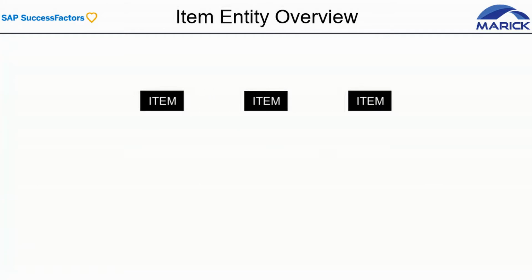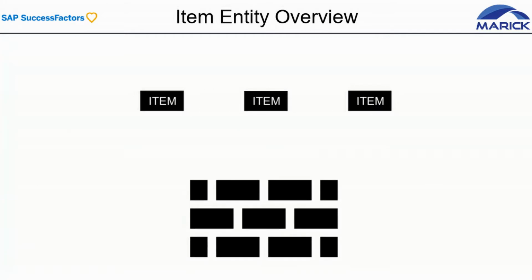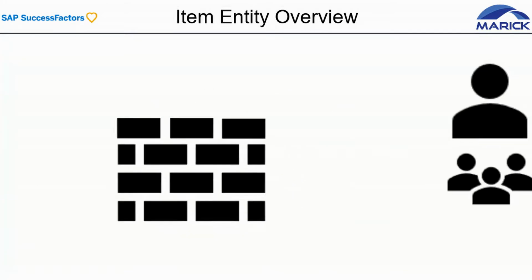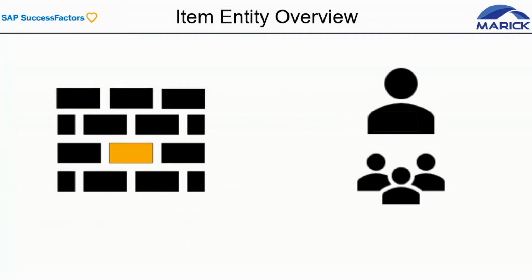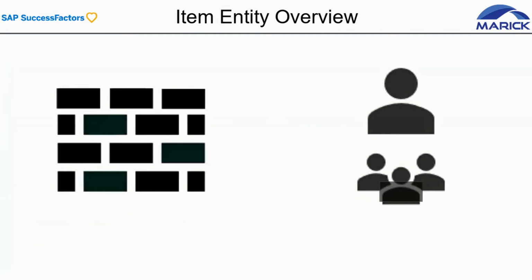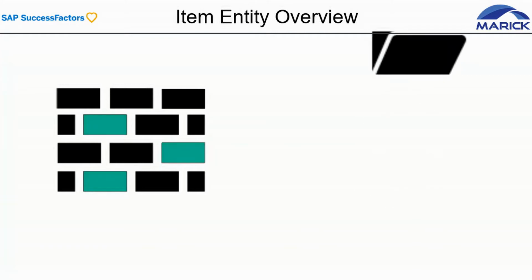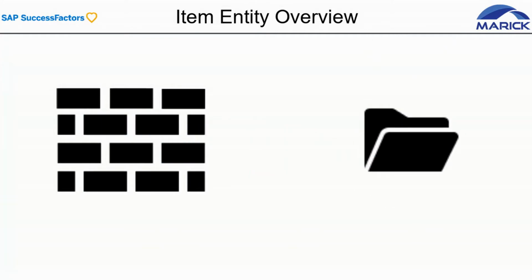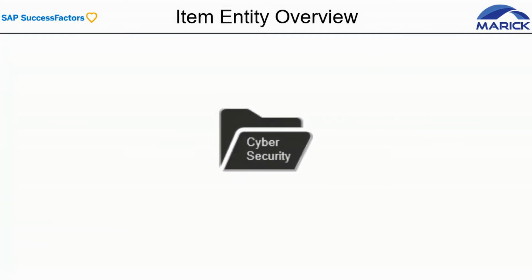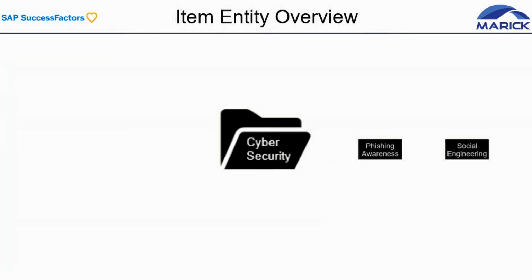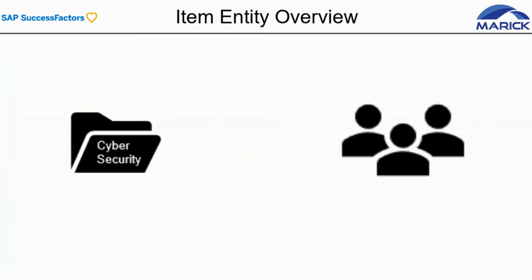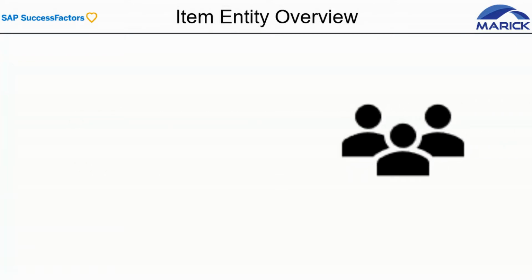Items are the building blocks of the LMS. They represent all forms of learning. Items are assigned individually to users or in groups. We can group one or more items into a curriculum. An example would be a curriculum called Cybersecurity, which may contain items such as social engineering and phishing awareness, which can then be assigned to employees who are required to complete this training.